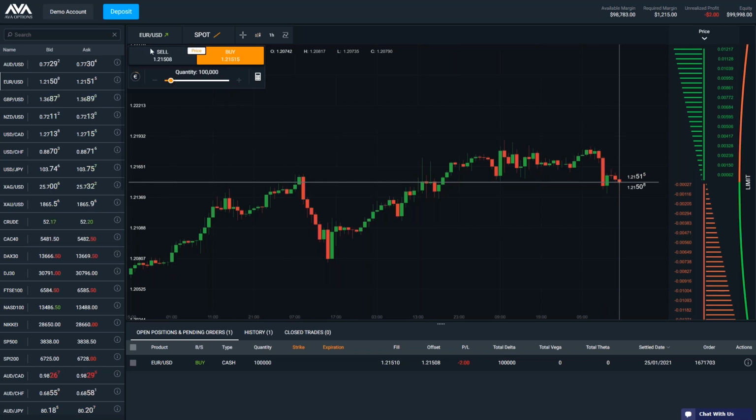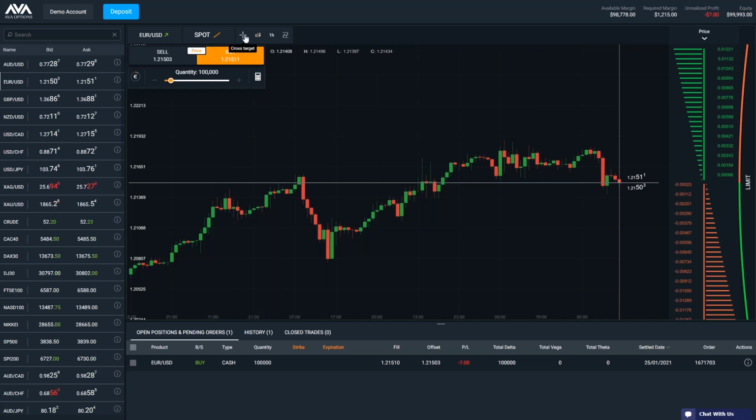You can see the asset we've chosen, which by default is Eurodollar, to trade spot. When spot means you're trading FX, you're just trading the asset itself. So you're trading just like buying or selling a CFD, buying or selling foreign exchange, not an option.